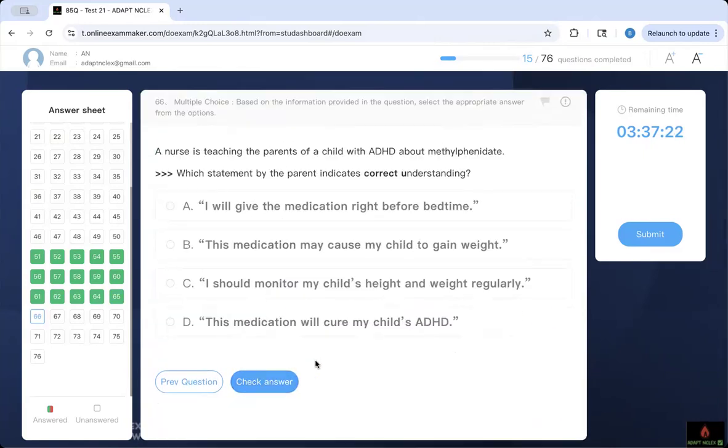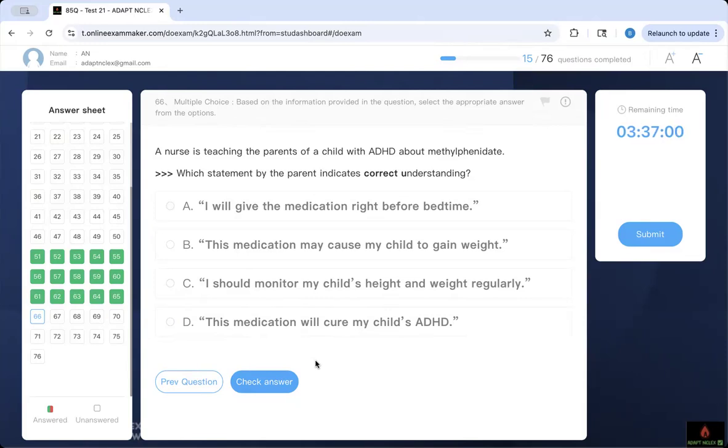And this is teaching the parent of a client with ADHD about methylphenidate. What do you know about it? Which statement by the parent indicates correct understanding? Methylphenidate is a stimulant. It helps with the treatment of ADHD. But there is a side effect the NCLEX loves to ask about, and that's what we're going to talk about.